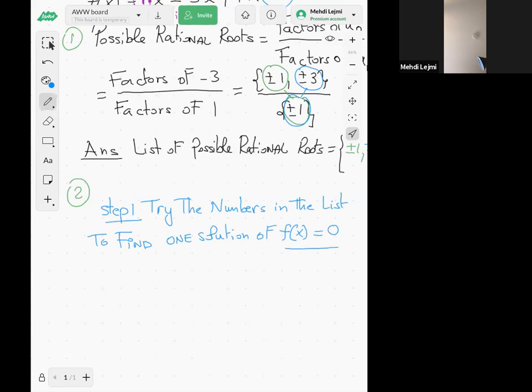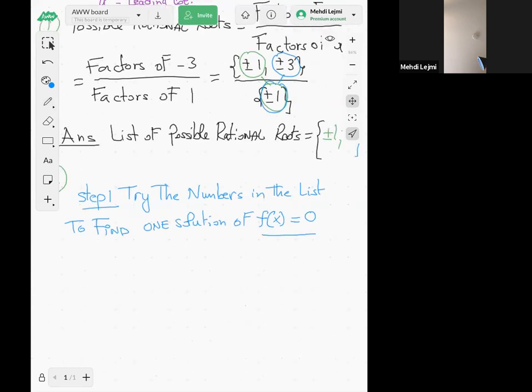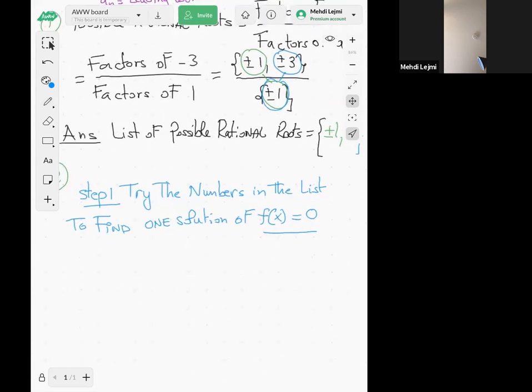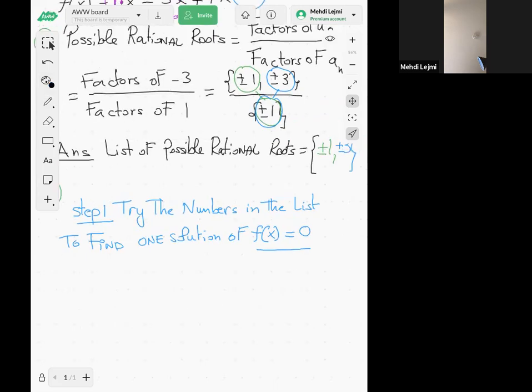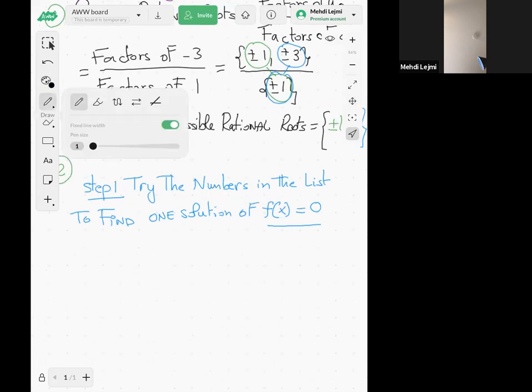So I'm going to try the numbers in the list. Positive 1 would be the first number in the list. As I said, on the final, probably the first or second number would be a solution. So if you try positive 1, that's the first number in the list, right? So I'm going to plug positive 1 into my function f.